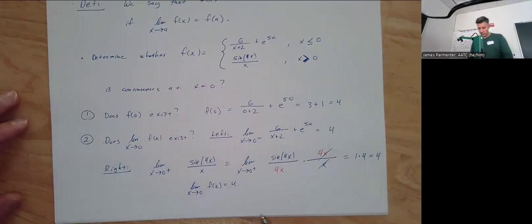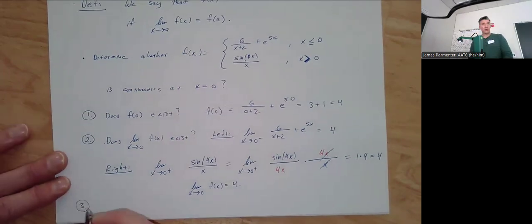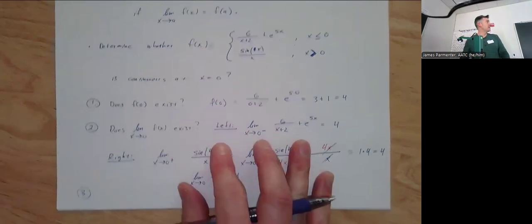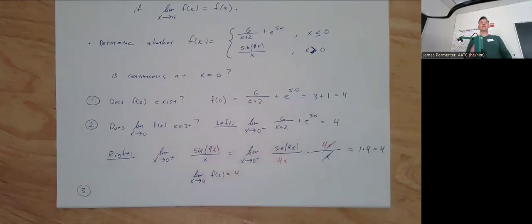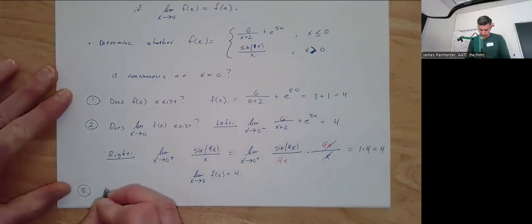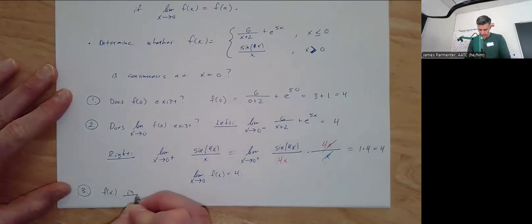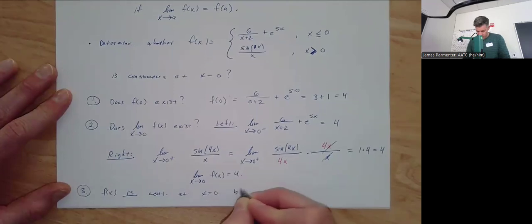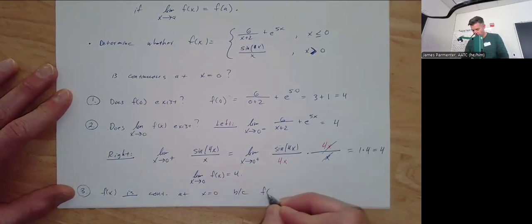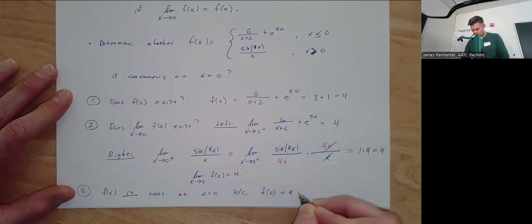And then finally, thirdly, we can say that the function is continuous at x equal to 0. So f of x is continuous at x equal to 0 because f of 0 is equal to 4, which is equal to the limit as x approaches 0 of f of x.